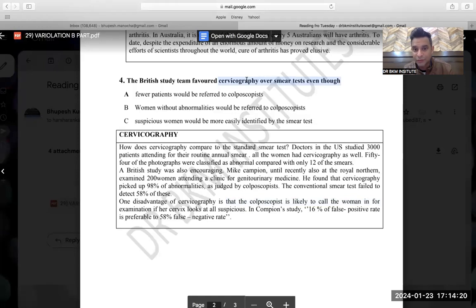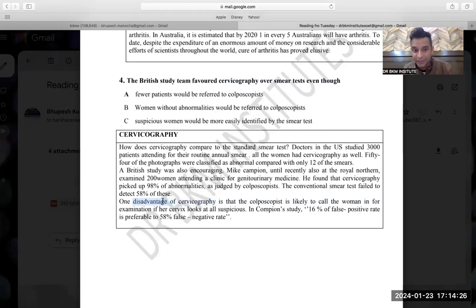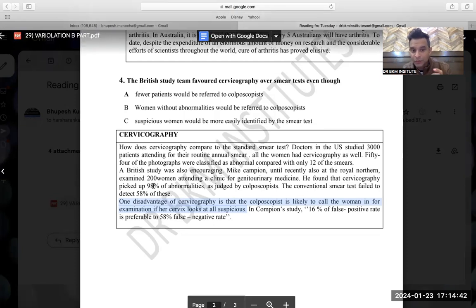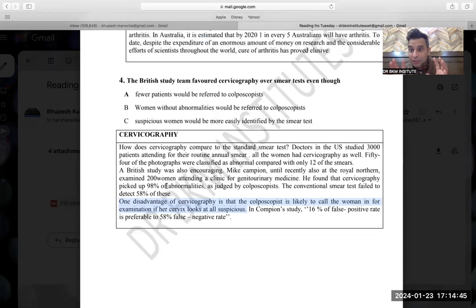When you understand that you have to find something negative about it, then you go to the negative part. One disadvantage. This is the line. One disadvantage is that the coloscopist is likely to call the women if her cervix looks at all suspicious. That means even without abnormality, women have to come because cervicography is a very strong test. He found that cervicography picked up 98% of the abnormalities. That means it will pick up even the small abnormalities. So more women will come to the radiologist or the coloscopist to know what the abnormality is. So that is the answer.